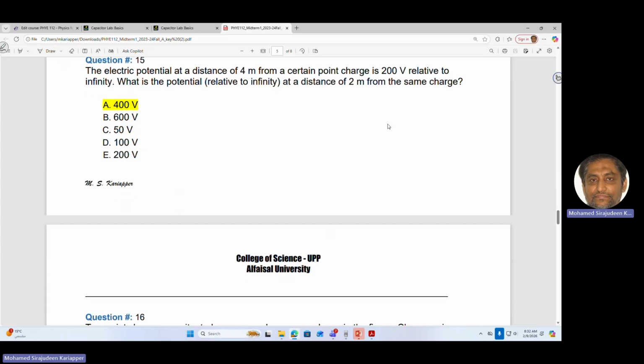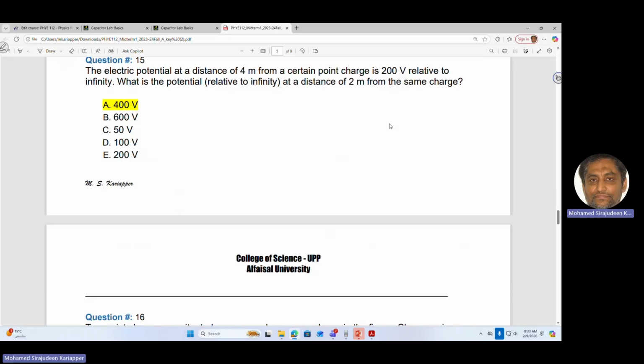Number 15, electric potential at a distance of 4 meters from a certain point charge is 200 volt relative to infinity. What is the potential at a distance of 2 meters from the same charge?